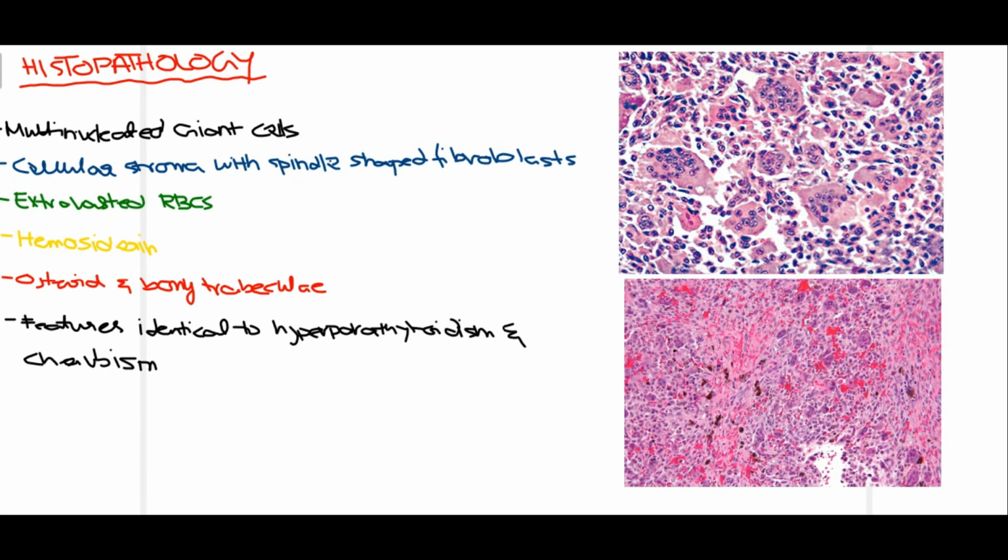Sometimes osteoid and bony trabeculae can also be present in such lesions, which you cannot appreciate in these pictures because this feature is not that common. Next, these features are also identical to hyperparathyroidism and cherubism lesions. So when we go for serum calcium and PTH levels, it distinguishes whether it's central giant cell granuloma or hyperparathyroidism. These histopathological features are also really important to arrive at the diagnosis of central giant cell granuloma.